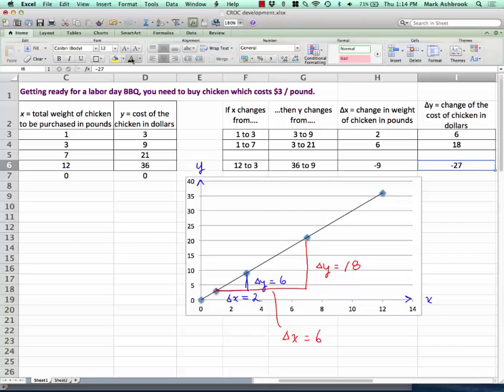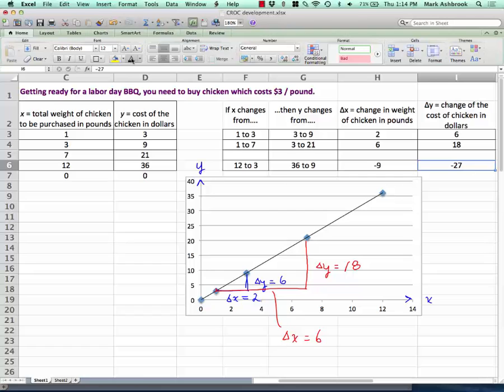Delta x is negative means it's a decrease. And so that's a nice thing. It tells us, oh, we've got a change that's negative. I know that it's going down. The amount of chicken went down by 9. Same thing with the cost. When the pounds go down, your cost is going to go down too. It's going to go down 27.